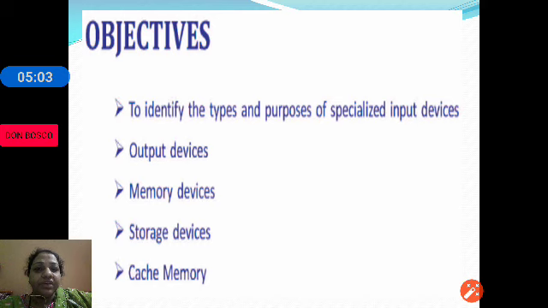What is the purpose? What are we studying? Why are we studying this chapter? After completing this chapter, what all things will you be learning? The objective of this chapter is to identify the types and purpose of specialized input devices, output devices, memory devices, storage devices and cache memory. So this chapter will help us to identify input devices, output devices, memory, storage and cache memory.